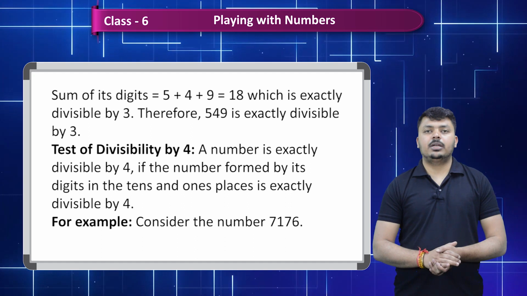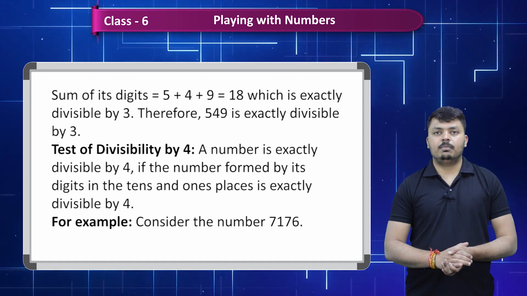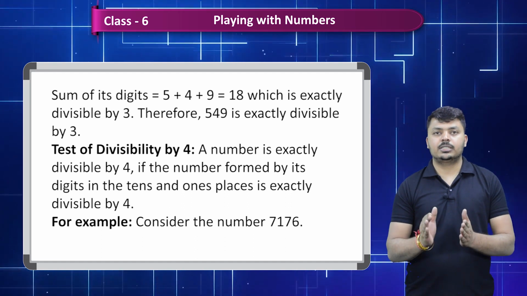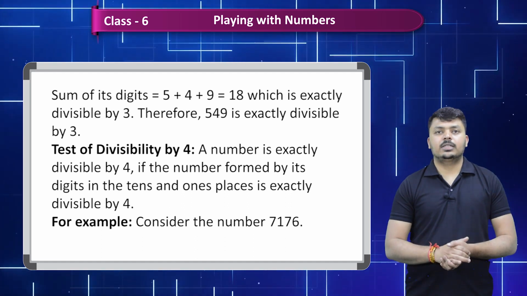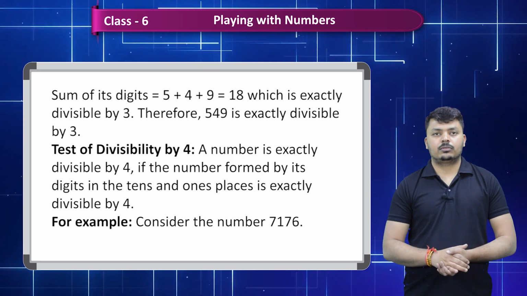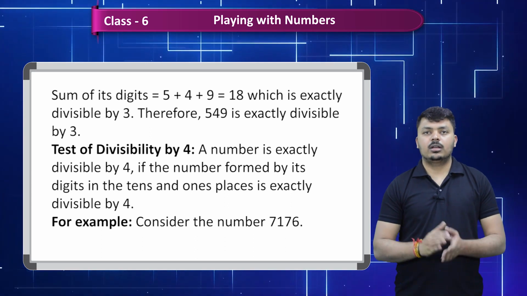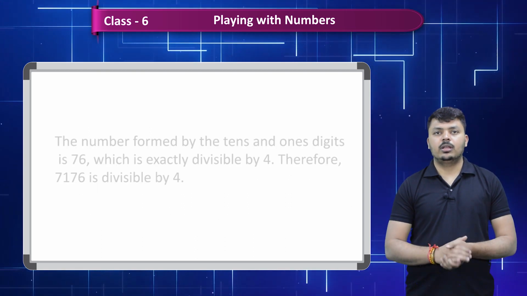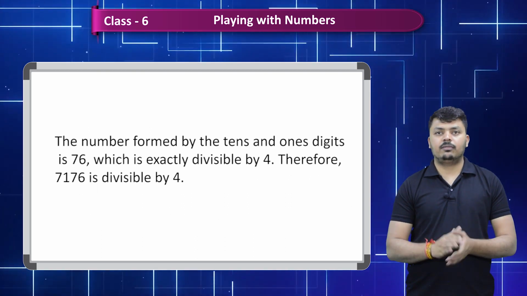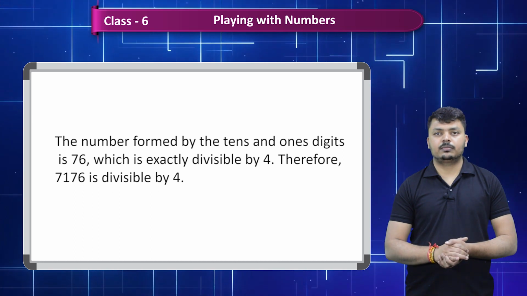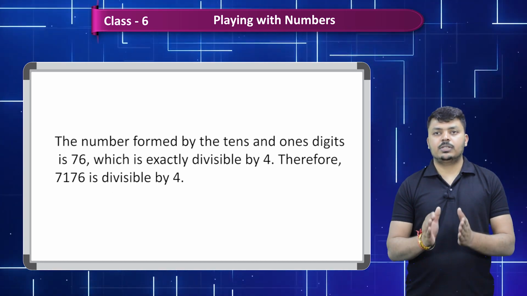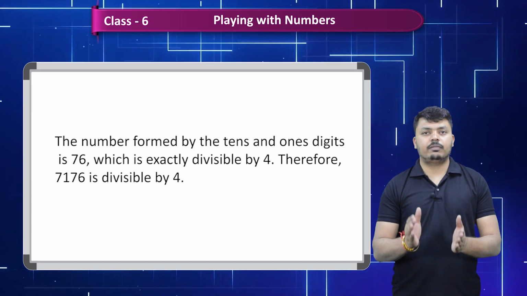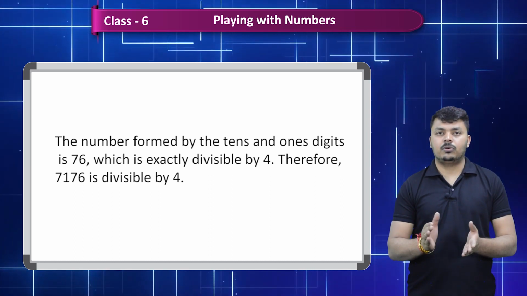Test of divisibility by 4. A number is exactly divisible by 4 if the number formed by its digits in the tens and ones place is exactly divisible by 4. For example, consider the number 7176. The number formed by the tens and ones digits is 76, which is exactly divisible by 4. Therefore, 7176 is divisible by 4.